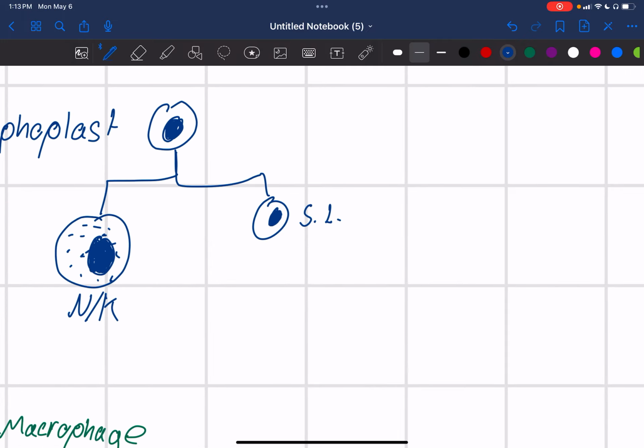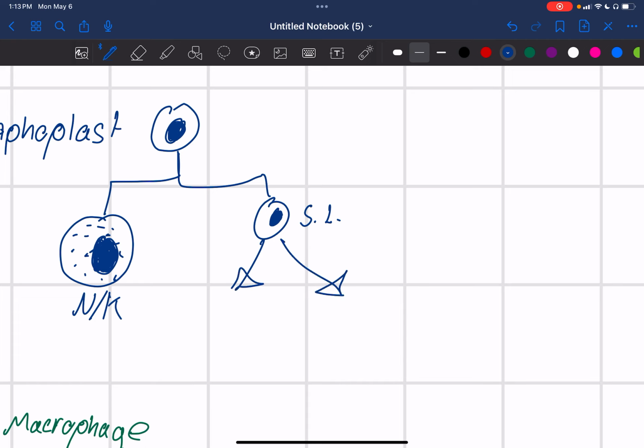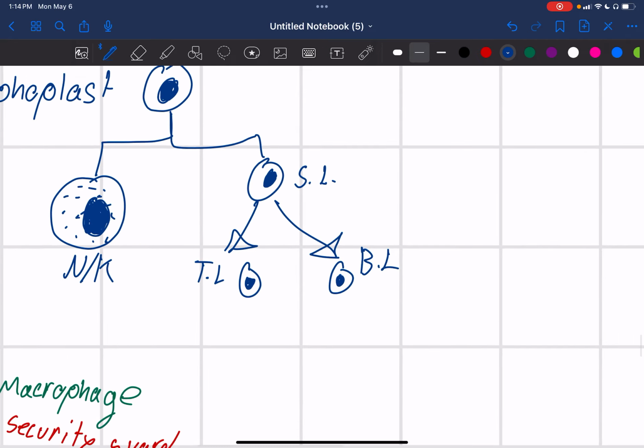So the small lymphocyte can then turn into two different kinds, right? We have the T lymphocyte and we have the B lymphocyte. So the T lymphocyte is, let me just put it like this, and the B lymphocyte, let me just put it like this, right? They're cells. I'm not an artist, right? But I'm just labeling here.